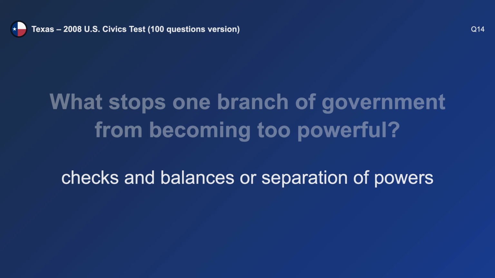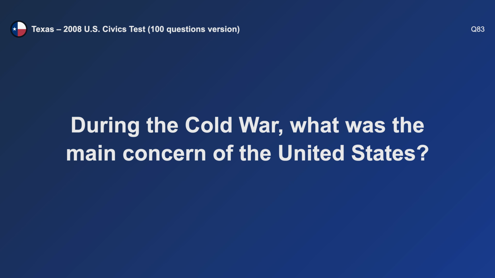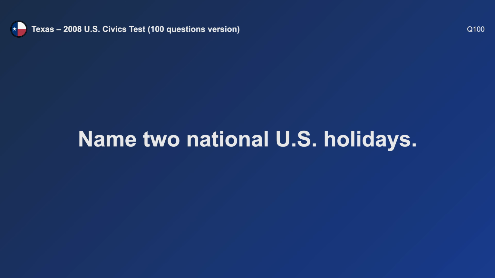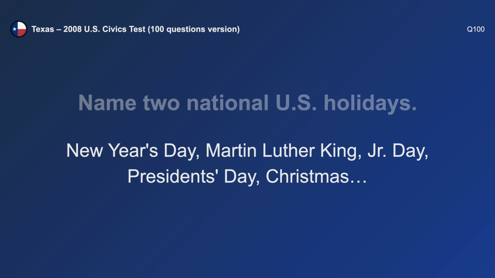What stops one branch of government from becoming too powerful? Checks and balances. During the Cold War, what was the main concern of the United States? Communism. Name two national U.S. holidays. New Year's Day and Christmas.